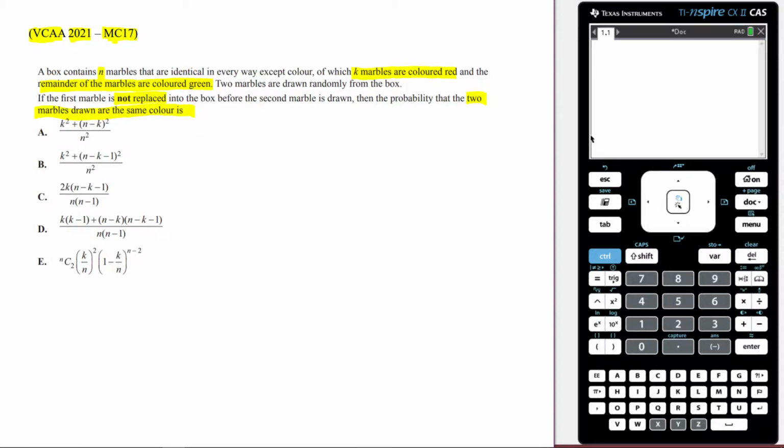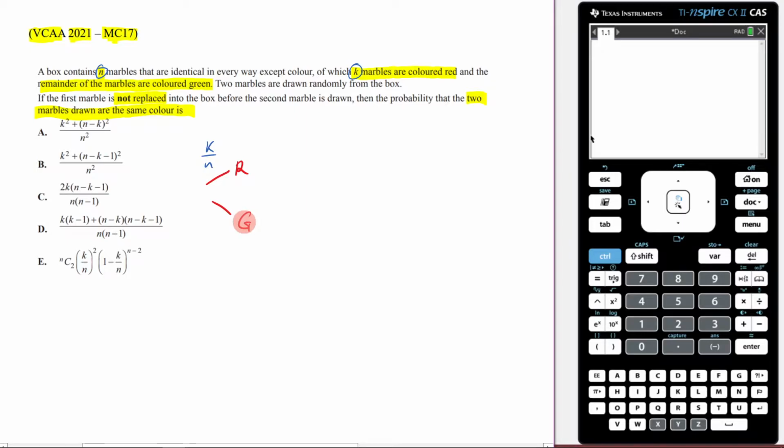Okay, so what we're going to be doing here is drawing for ourselves a tree diagram. Now, we know that we can either pull out a red marble or a green marble. Now, we're going to figure out the probability of pulling out a red marble first. There are K red marbles altogether, and there are N marbles in total. So the box contains N marbles in total, of which K marbles are colored red. So would you agree that there is a K on N chance of pulling out a red marble? Because there are K red marbles out of a total of N marbles.